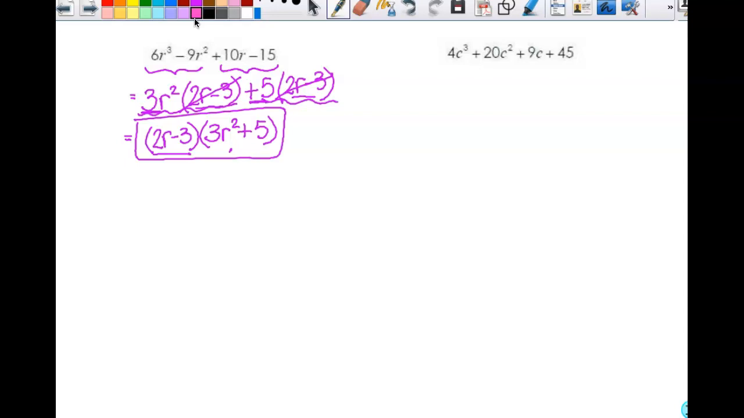Where's this 3 coming from? The GCF of these two numbers, 4 and 20? Four, yeah, 4 and 20 are both divisible by 4. Okay, you gotta be careful. Now, so what do you notice right here? What's making you go, But then, okay, very good.